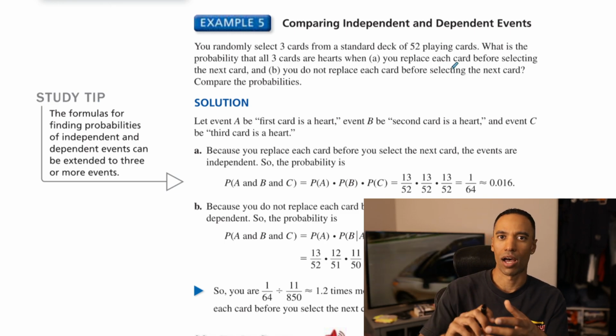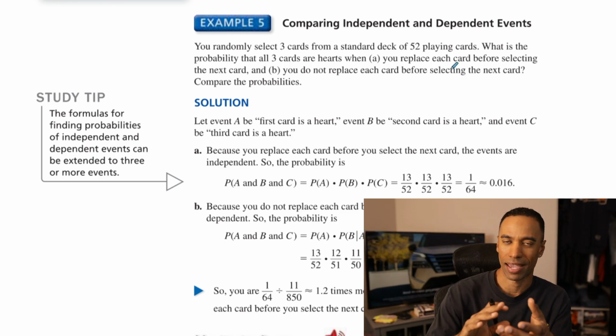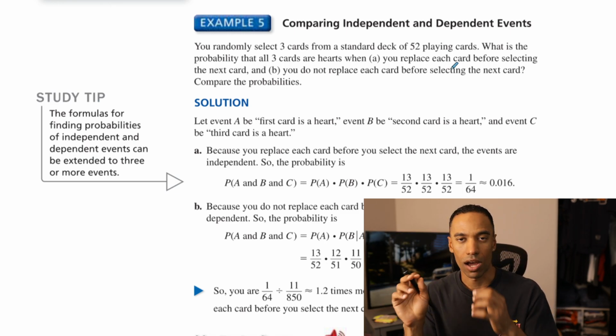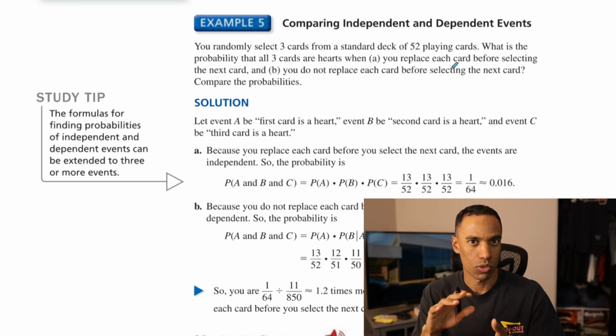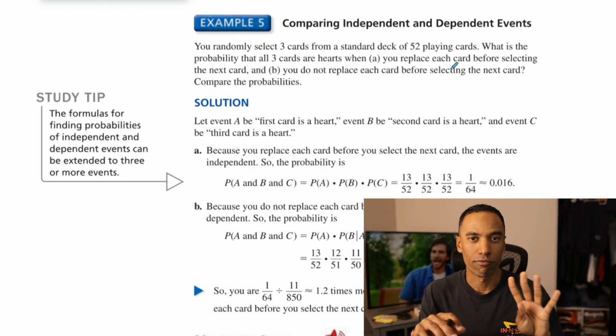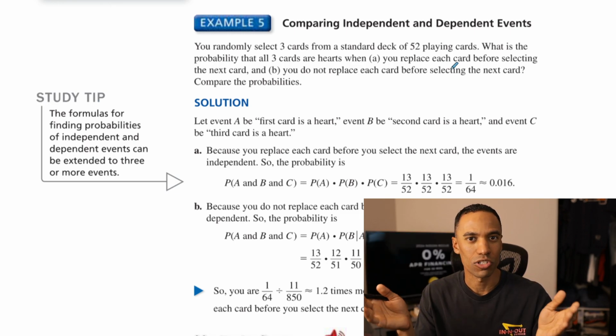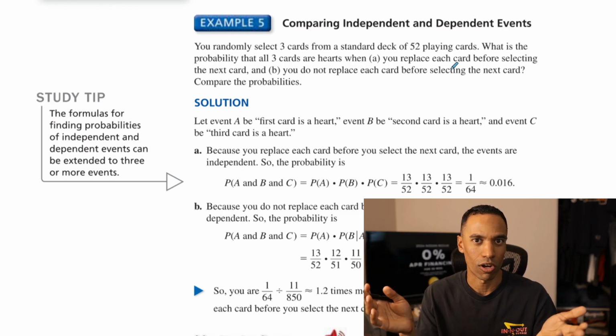If I draw a heart and then put it back in the deck and shuffle it, then that heart is back in the deck, which means there are 52 cards. And you have to know this, there are not 4 hearts. I was thinking of queens. There are 13 hearts total, because it's a quarter of all of the cards.